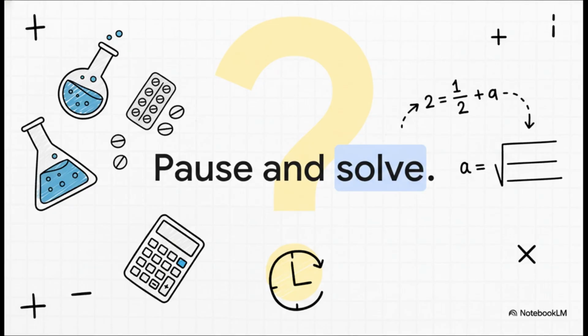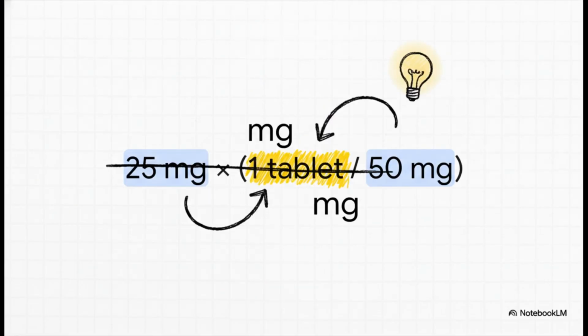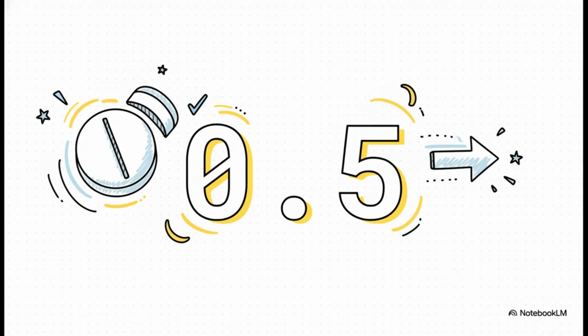We'll be right here. All right, you're back. Did your setup look like this? It should be 25 milligrams times 1 tablet over 50 milligrams. And that gives you 0.5, just half a tablet. Awesome job. Ready for the next one?